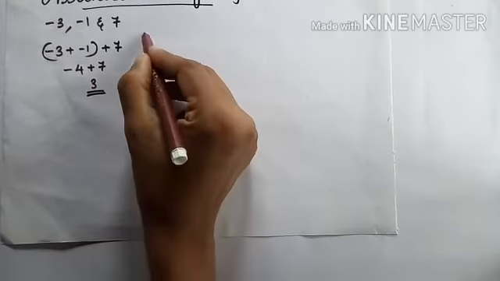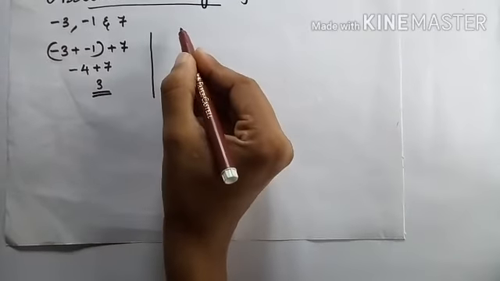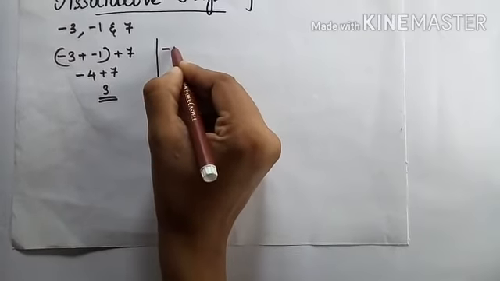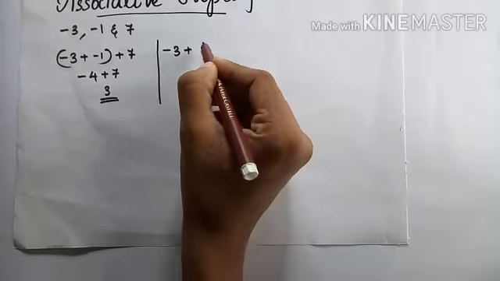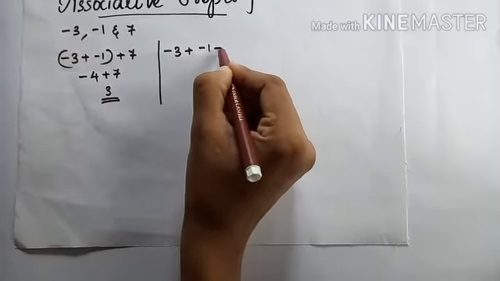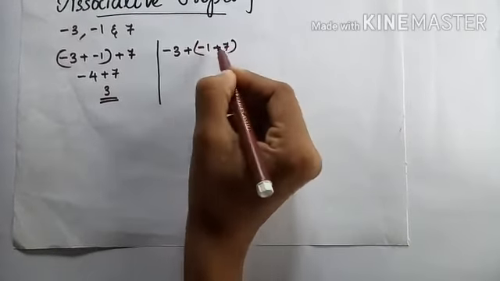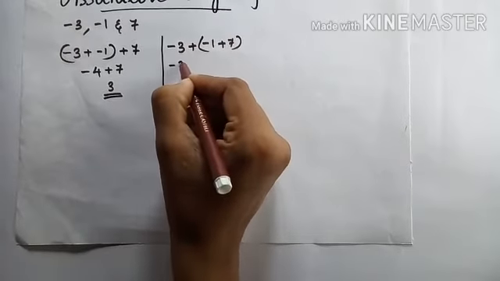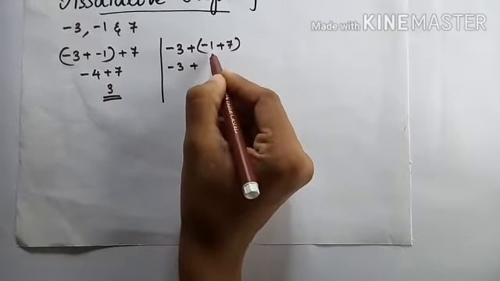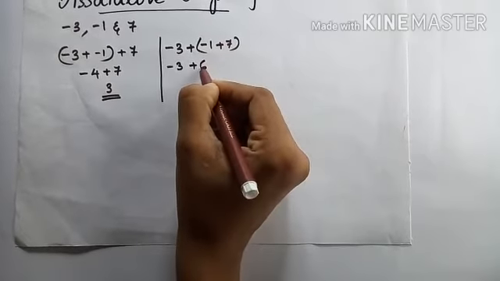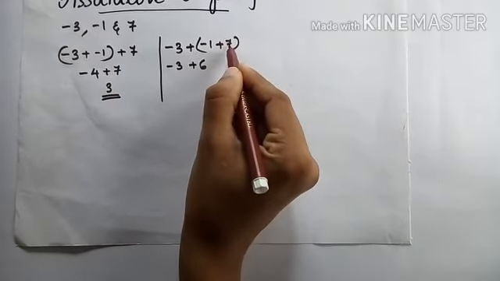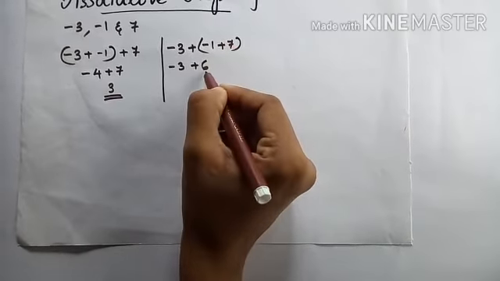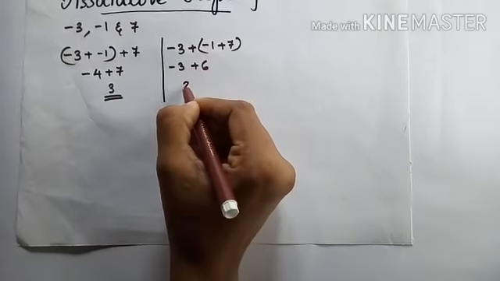Now take the next one. That is, we'll add the second and third integers. Now, what will be the result? -3 plus 6, isn't it? When we add -1 and 7, we'll get the answer as 6. Then what about this result? When we add -3 and 6, we'll get the answer as 3.